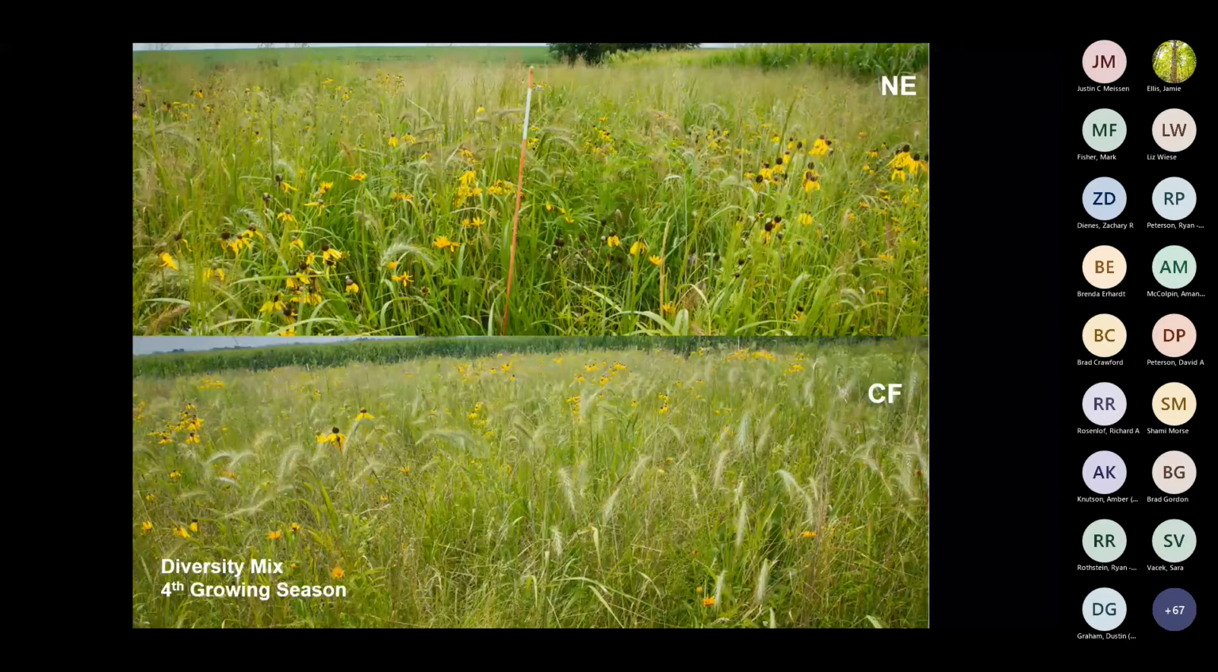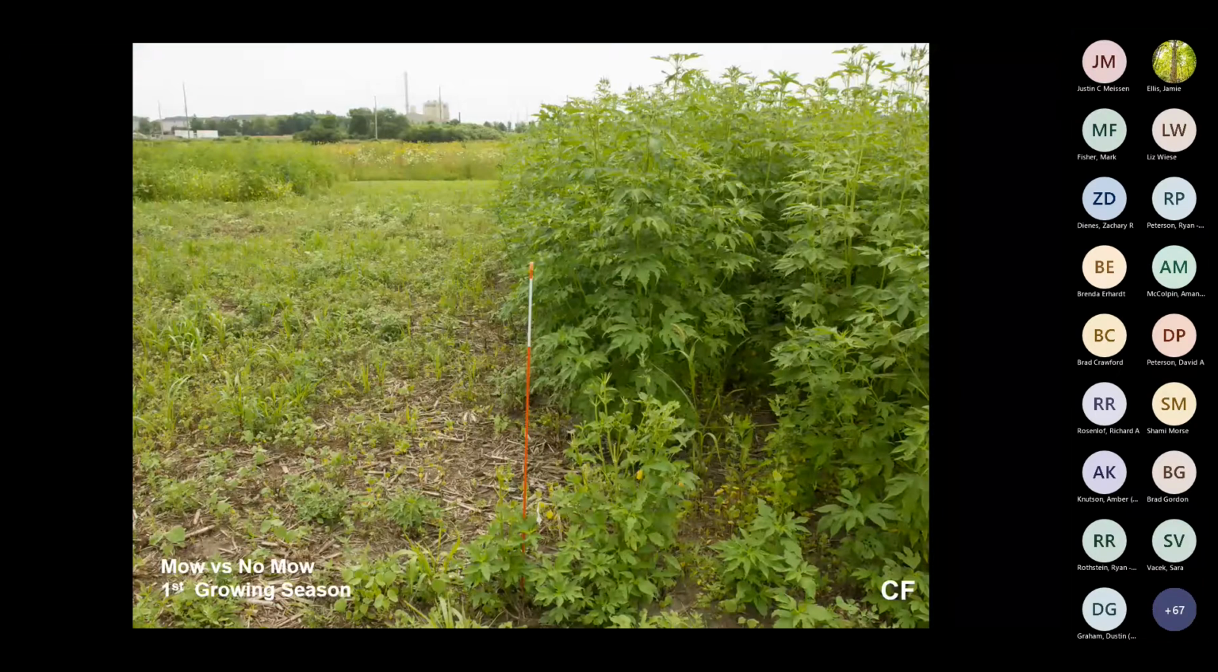And to give a little context about the mowing treatments, this is what a typical mow, no mow plot in July the first year looked like at Cedar Falls. The annual weed component was different at Nashua, mostly foxtail. It was not nearly as extreme visually in this photo.